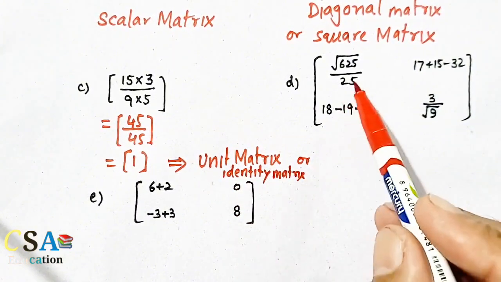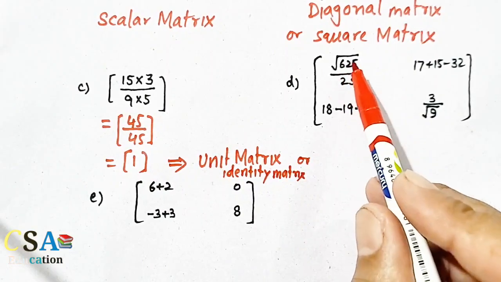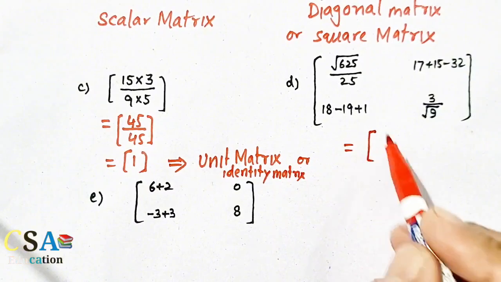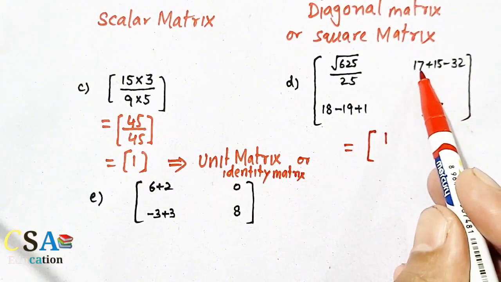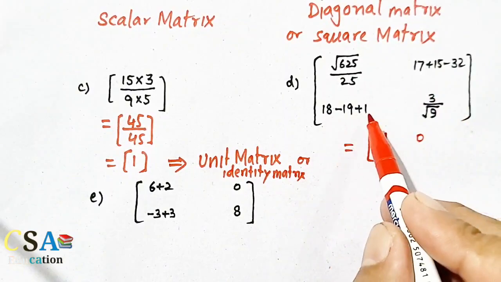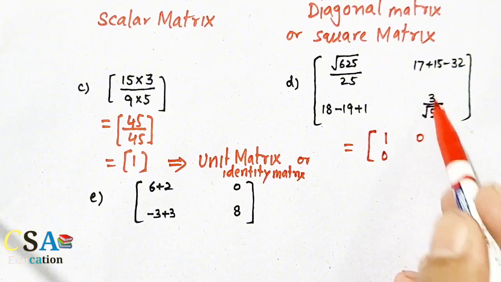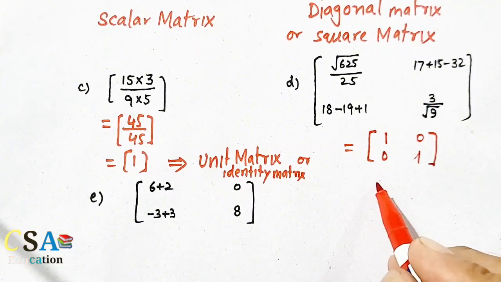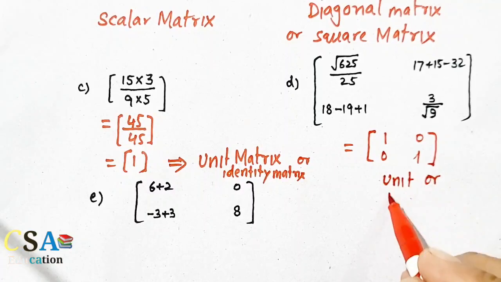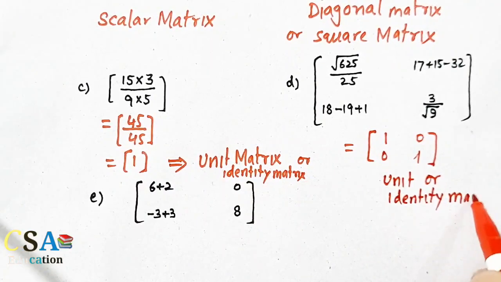Now move to the fourth part. The square root of 625 is 25, so 25 by 25 will be equal to 1. And 17 plus 15 is 32, minus 32 it will be 0. 18 plus 1 is 19, minus 19 is 0. The square root of 9 is 3, and 3 by 3 is 1. So it is also called a unit or identity matrix.